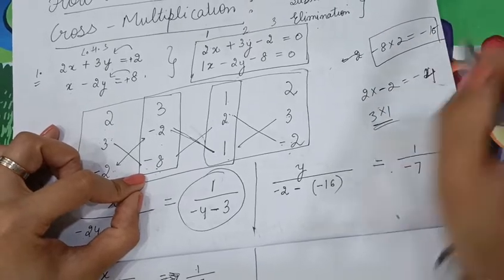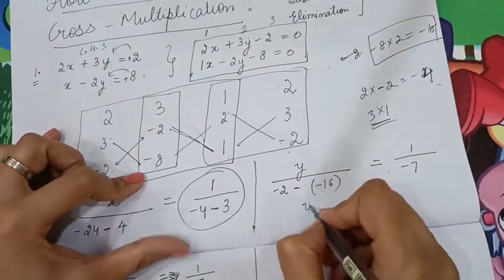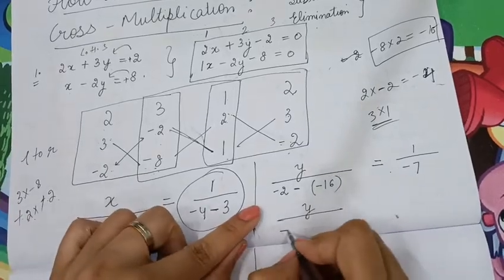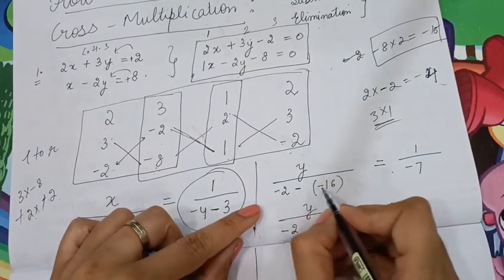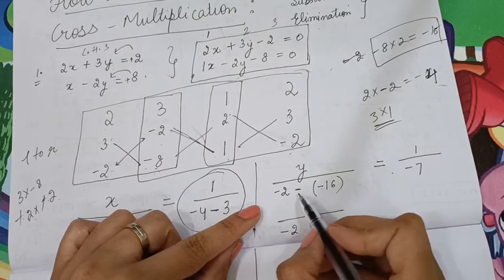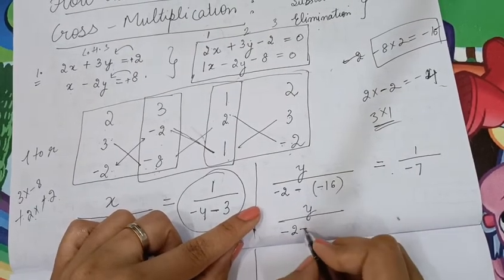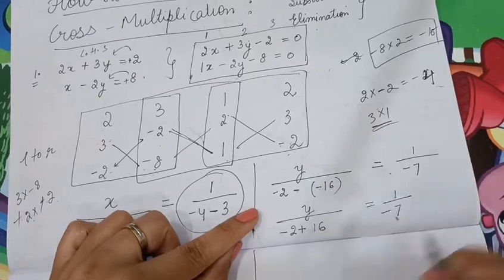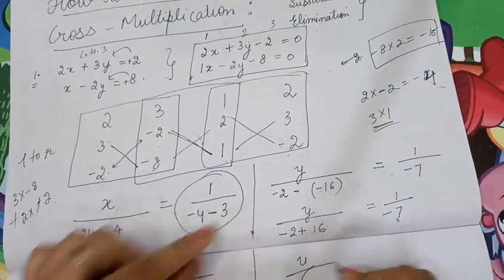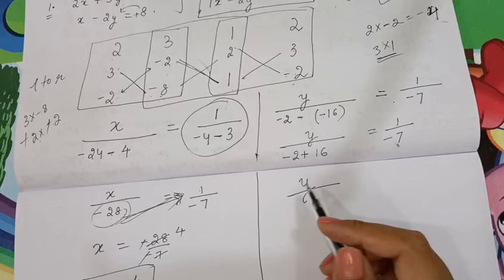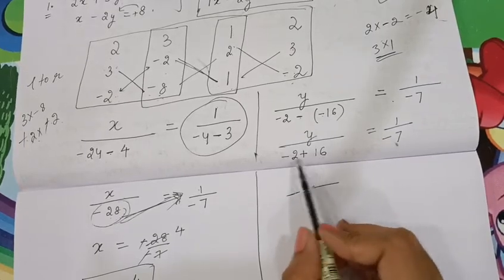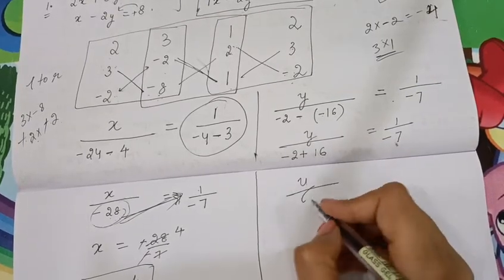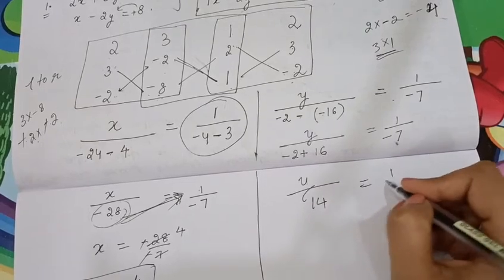One minus sign means the answer is negative only. So it has become y upon minus 2. See here, whenever two signs are together, make these two signs a single sign. Minus minus plus 16 is equal to 1 by minus 7. Now we can solve it further. Y by 16 minus 2. 16 minus 2 is 14, equal to 1 by minus 7.